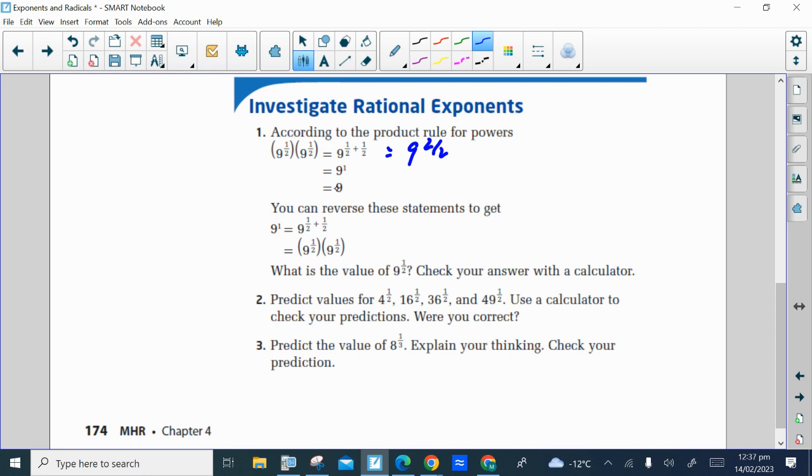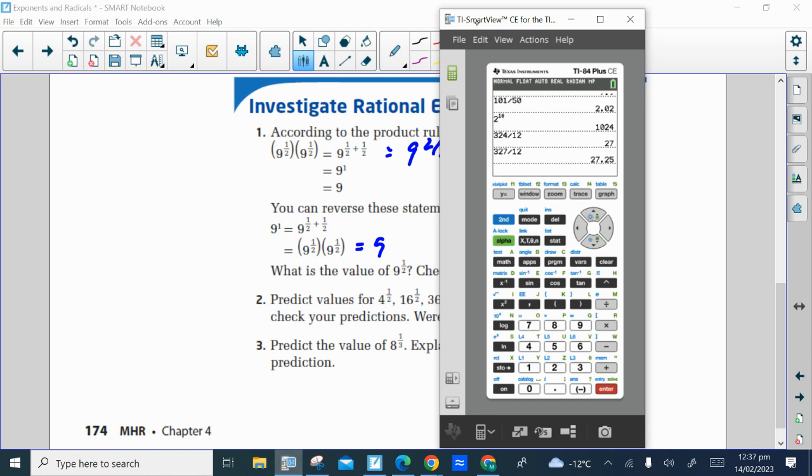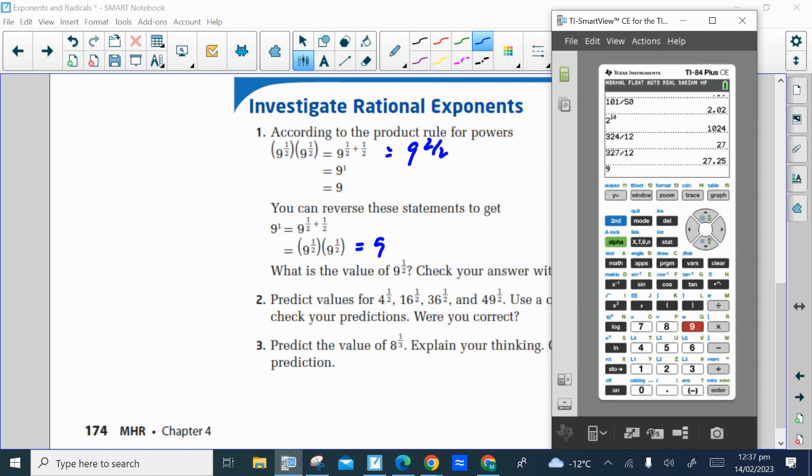Now, you can reverse these statements to get 9 to the 1 is 9 to the 1/2 plus 1/2, or 9 to the half times 9 to the half. So again, that should equal 9. The question is why? Well, let's look on our calculator. Let's take the calculator and go 9 to the power 1/2. 1/2 is 1 divided by 2. 9 to the power a half is 3.